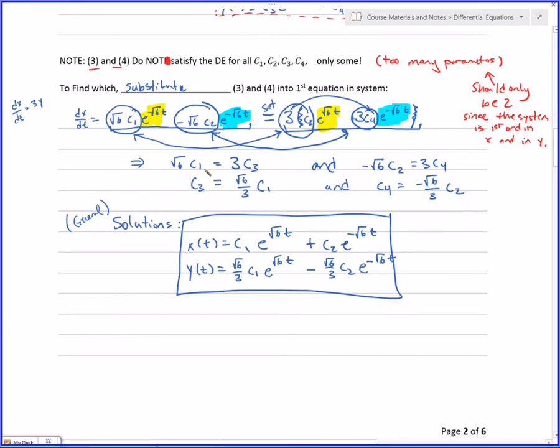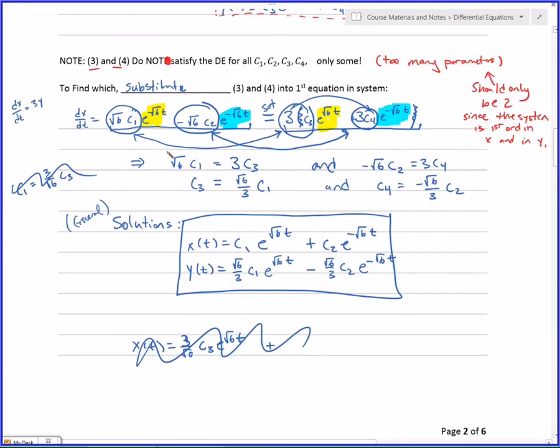So if I had done C1 is 3 over square root of 6 C3, then my x of t would look like 3 over square root of 6 C3 e to the square root of 6t plus, or minus, whatever. And so these two are equivalent families of solutions. If I had given you an initial value problem, for example, and you go to the next step and find the c's, then you'll get the same answer whether you plug it into this one or the way that you did the other one. So they are essentially equivalent families.